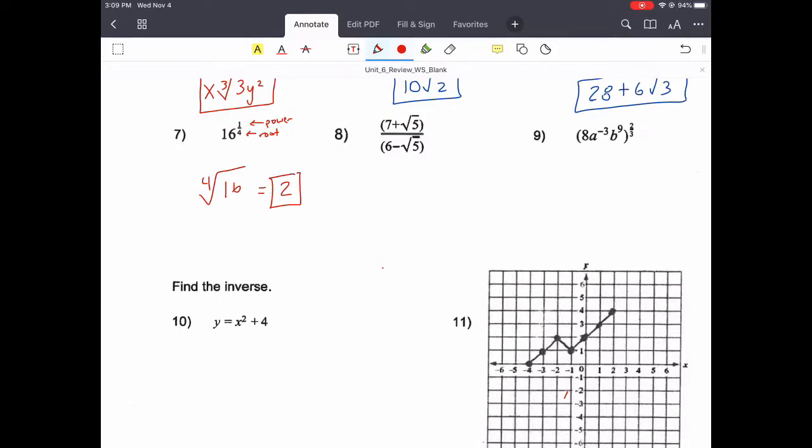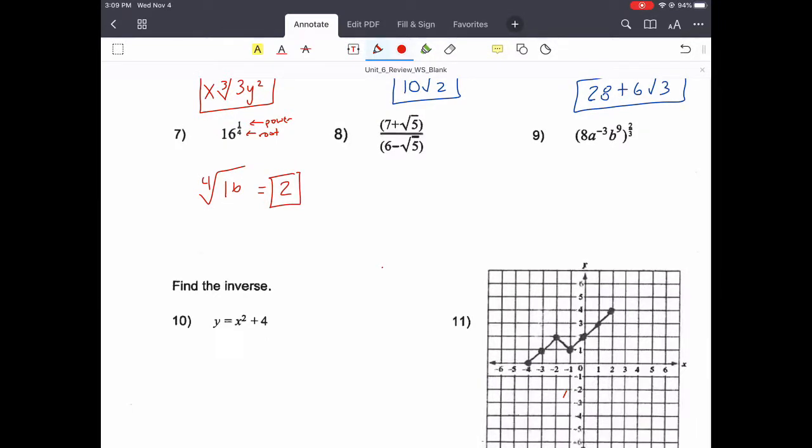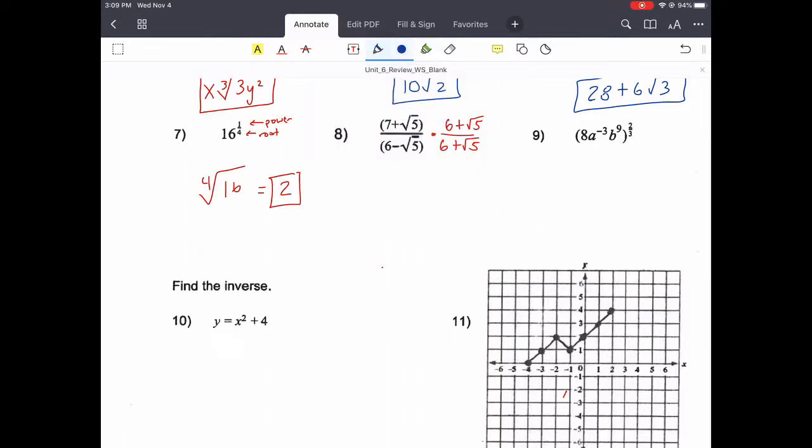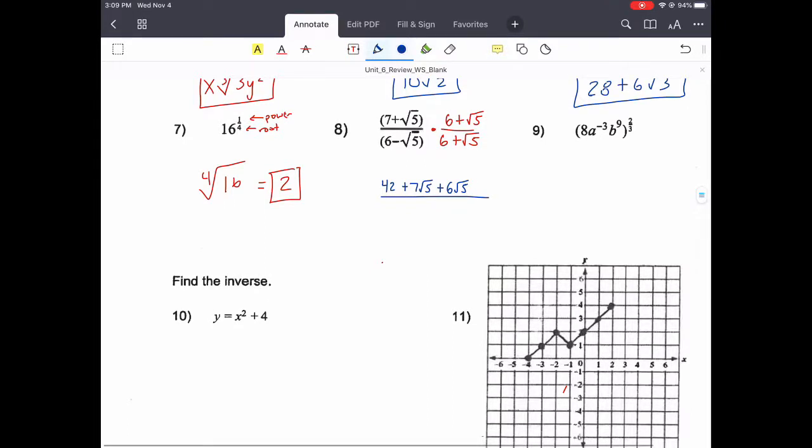All right, question 8. 7 plus the square root of 5 over 6 minus the square root of 5. Here we want to rationalize the denominator by multiplying the top and bottom by the conjugate of the denominator. So 6 plus the square root of 5. To simplify this, we're going to FOIL both the top and the bottom. So across the top, 7 times 6 is 42. 7 times the square root of 5 is 7 square root of 5. 6 times the square root of 5 is 6 square root of 5. And then square root of 5 and square root of 5 multiply together to give you square root of 25, which is just 5.